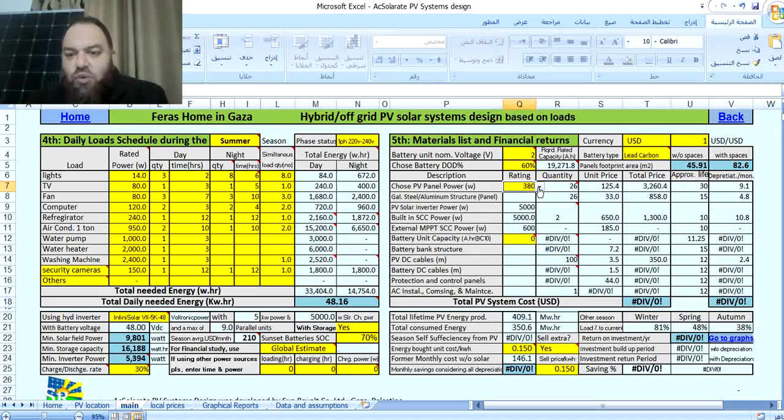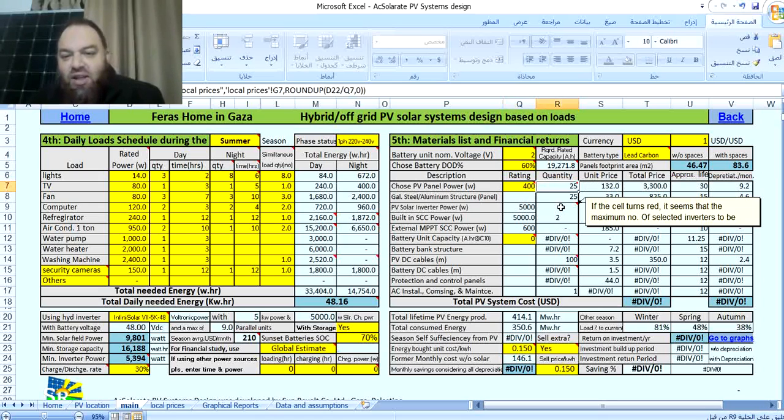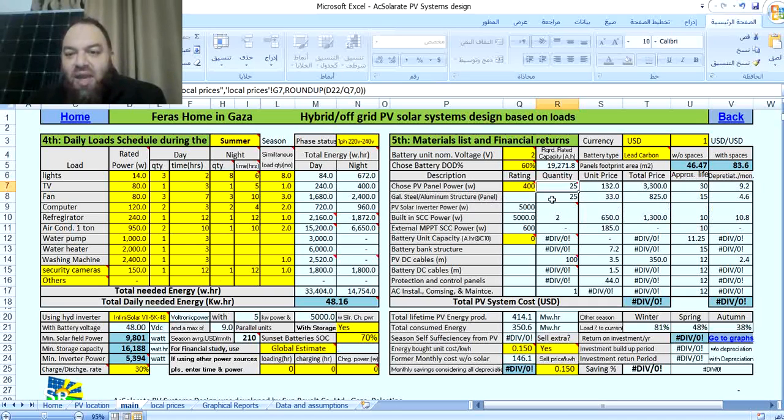Okay, then the program will ask you to fill the PV panel power. Here we are not asking you to choose exactly the model and the manufacturer name of your PV panel. We just need to ask you what is the power of the panel, and for our example we'll use 400 watt rated power panel. The program based on that will tell you how many pieces of those panels you need to cover those loads, and it will also estimate the prices, and it will also give approximate life with a depreciation rate per month.